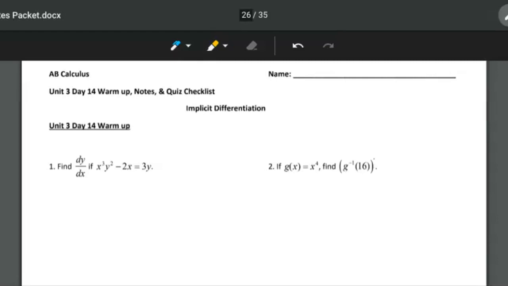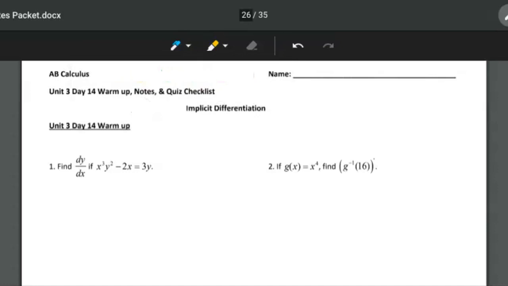Unit 3, Day 14, warm-up notes and a quiz checklist. A lot going on, but we're still talking about implicit differentiation. And these first two questions are the warm-up. So go ahead and pause the video, give these a try, and then when you're done and you have your answers, you can press play and I'll explain them and you can check your answers.